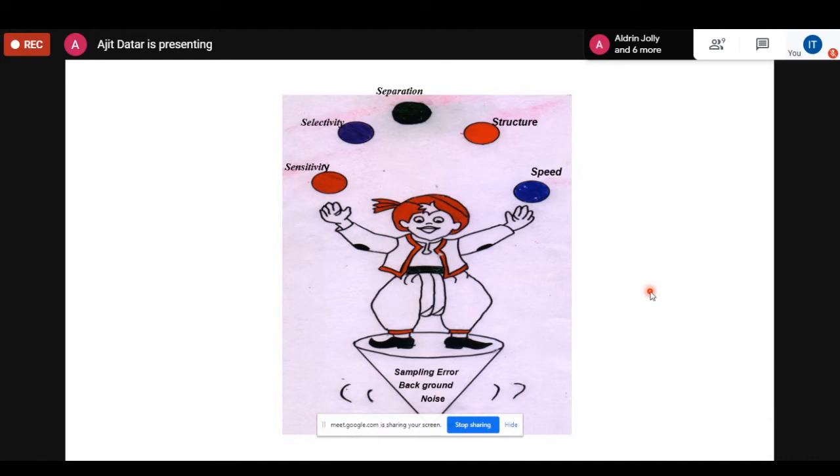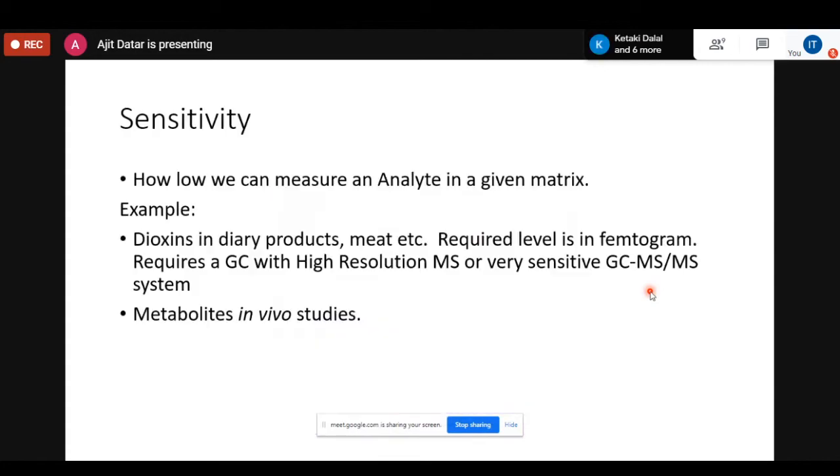Let us try to understand these terminologies in slight detail with respect to the biological sciences and applications in biological sciences. Okay, let us go to each term one by one. Sensitivity is the term which is used to find out how low we can measure an analyte in a given matrix.